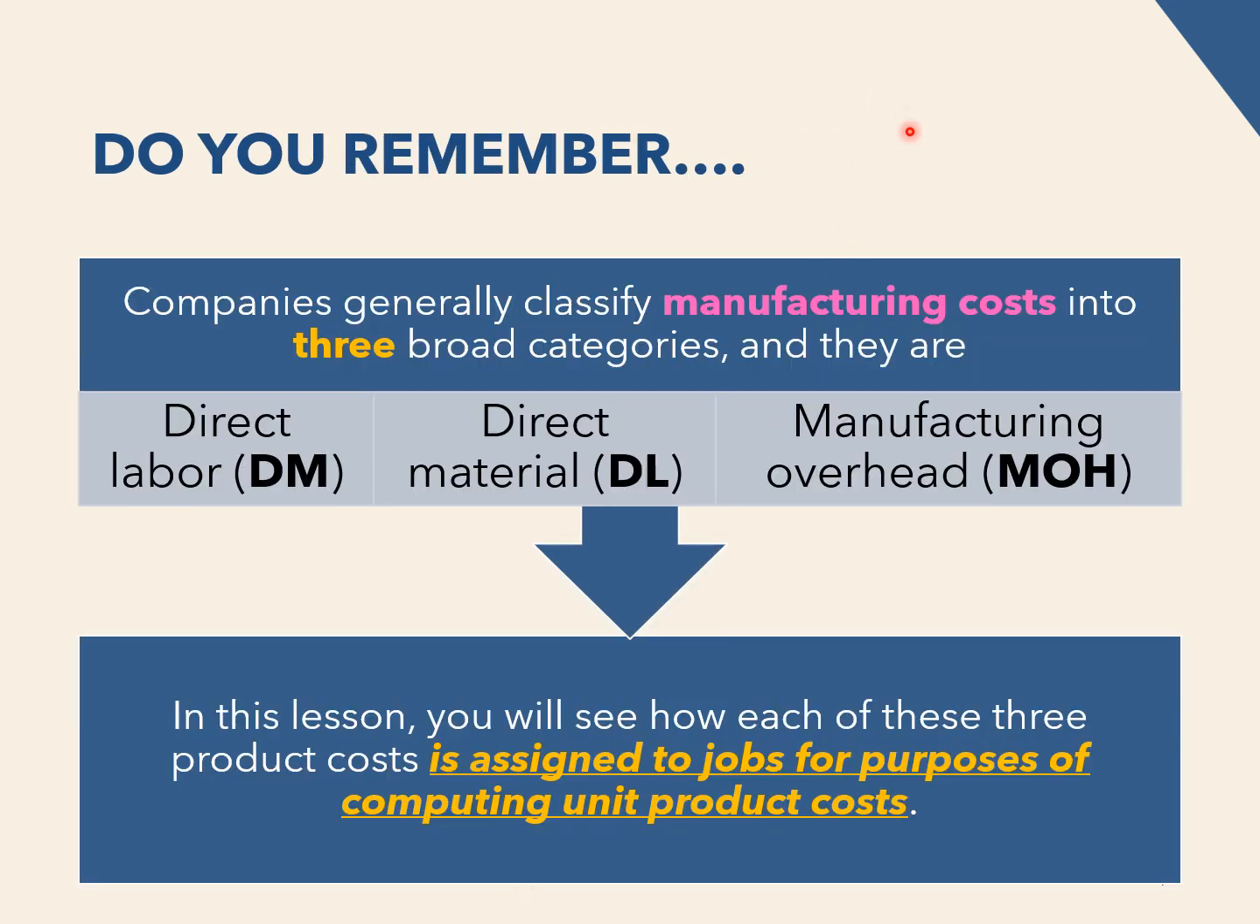Let's do some reviews. Do you still remember manufacturing costs? Companies generally classify manufacturing costs into three broad categories, and they are direct labor, direct material, and manufacturing overhead, or DM, DL, and MOH. In this lesson, you will see how each of these three product costs is assigned to jobs for purposes of computing unit product costs.